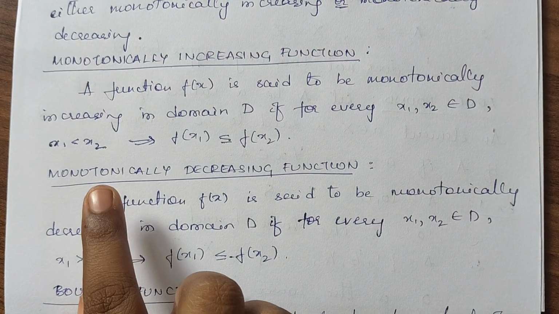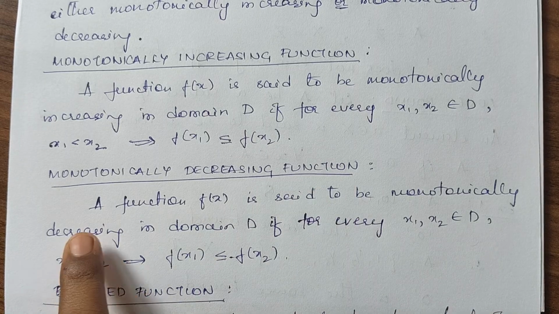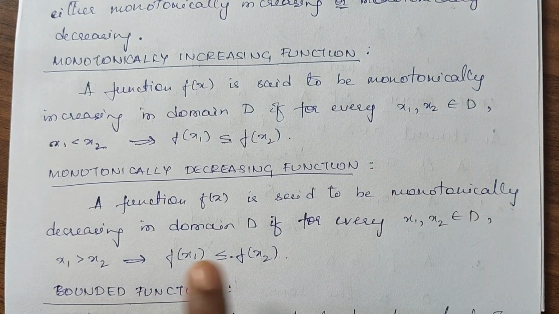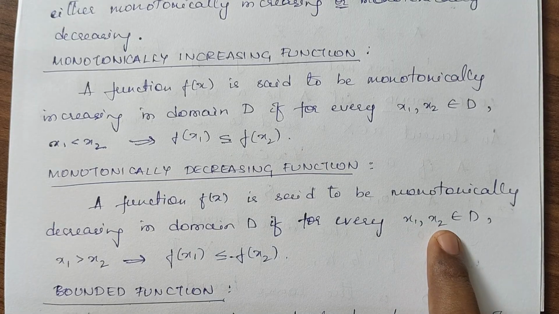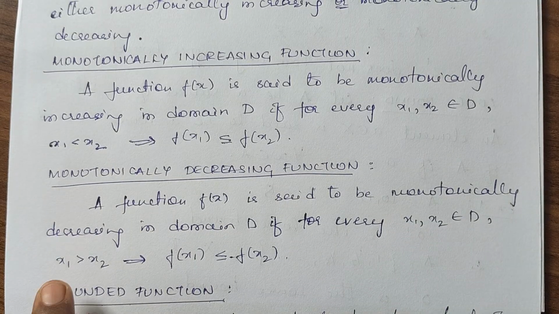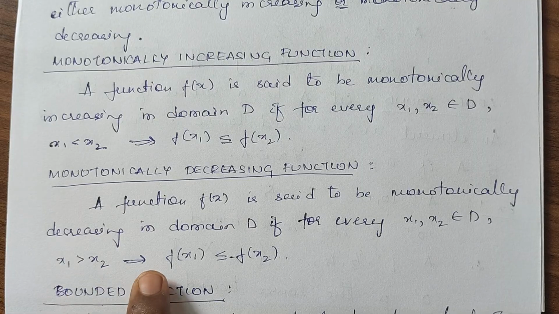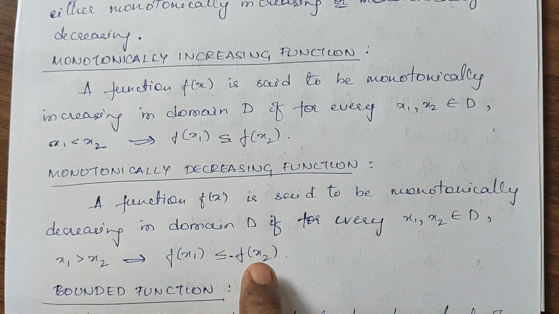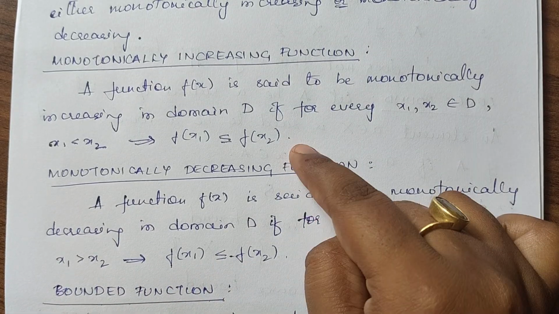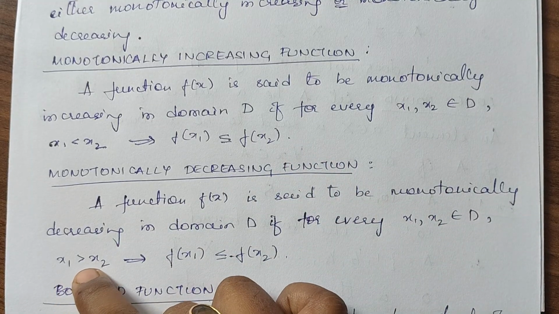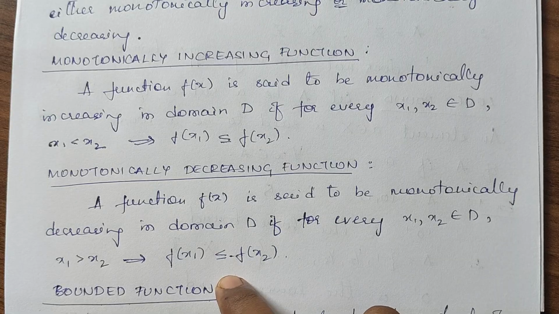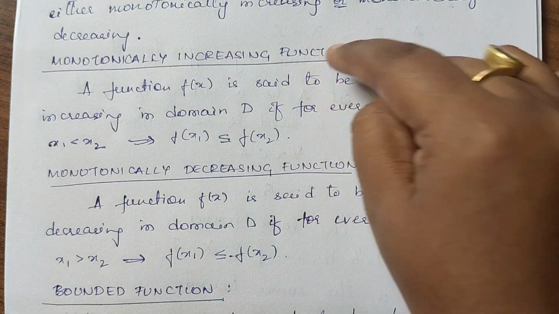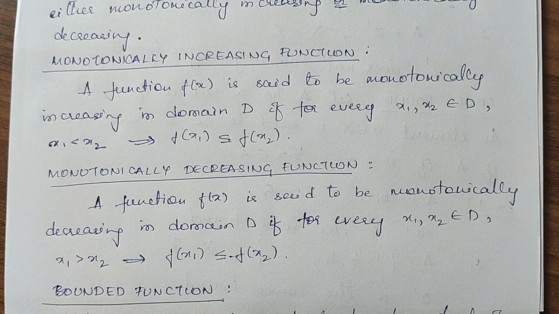So similarly, a monotonically decreasing function: a function f of x is said to be monotonically decreasing in domain D if for every x1, x2 belonging to D, x1 greater than x2 implies f of x1 less than or equal to f of x2. See, it is just the opposite of this. As in when we increase the value of x, f of x should decrease. See, if I increase the value of x, the f of x value should decrease. That is a monotonically decreasing function.